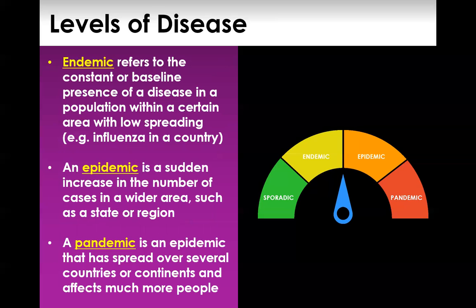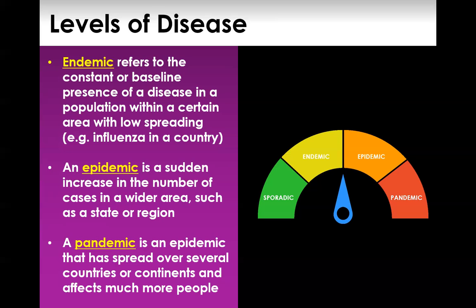Endemic refers to the constant baseline presence of a disease within a certain area. So something that is endemic, we just live with it, because it's always there. It's not necessarily a problem, but we deal with it. Influenza is one of those things: every year, flu season comes up.